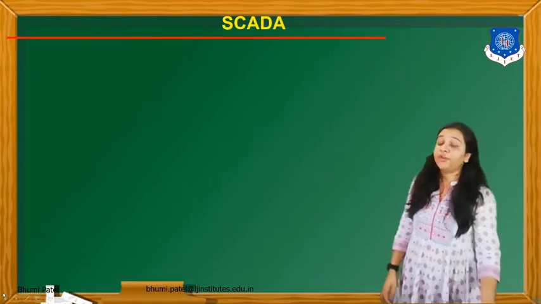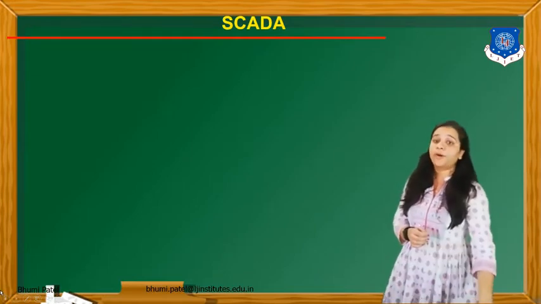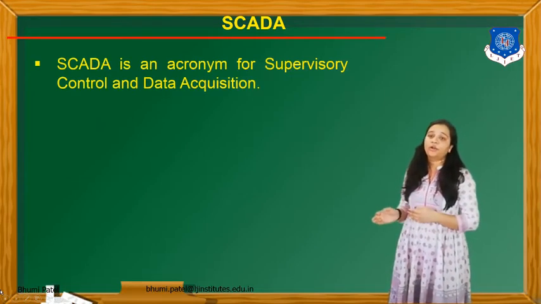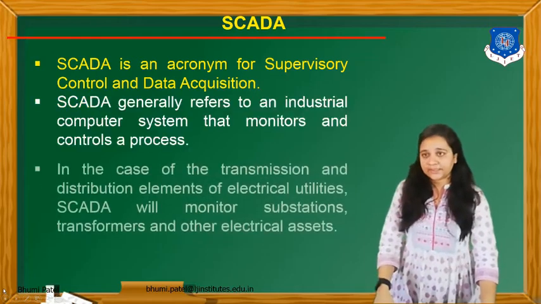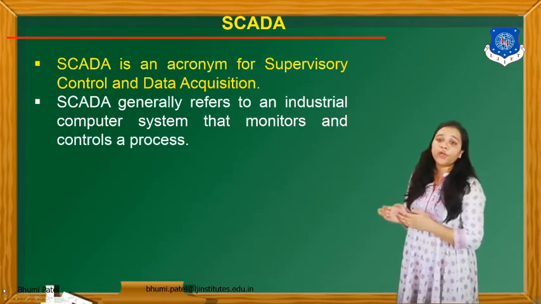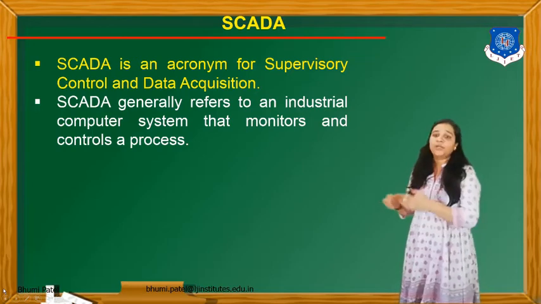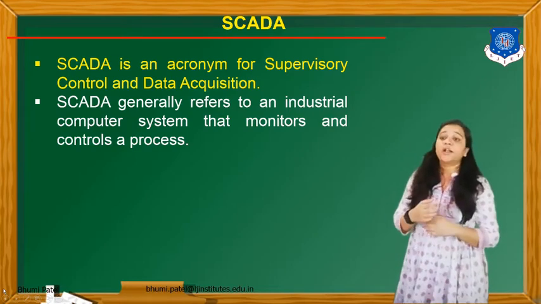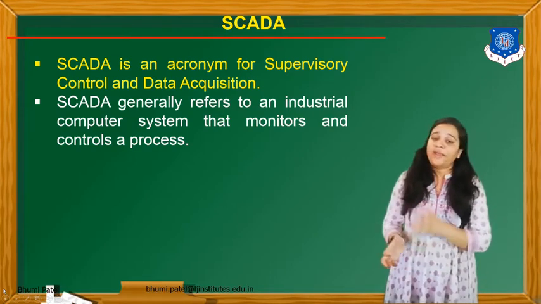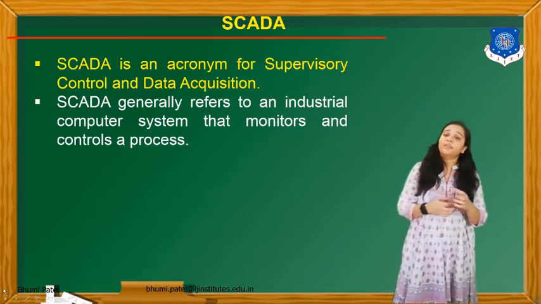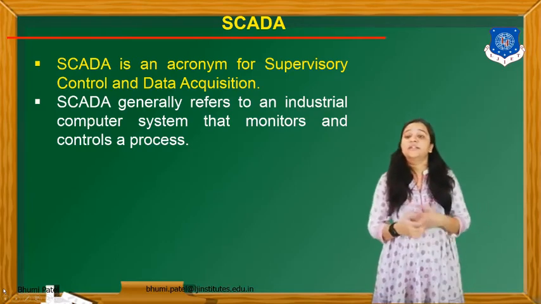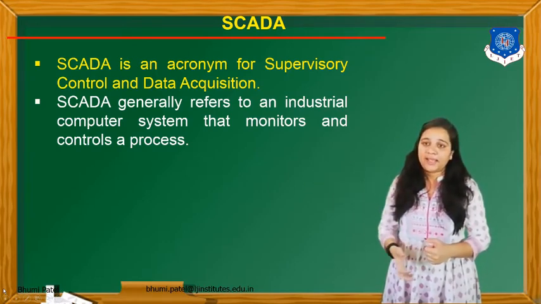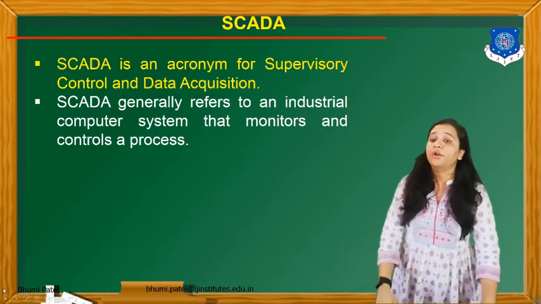So first of all, we know what the full form of SCADA is. SCADA stands for Supervisory Control and Data Acquisition. SCADA generally refers to an industrial computer system that monitors and controls a process. After the PLC programming is done, whenever we load the program with the hardware, the SCADA function is introduced. It monitors the data, whatever the output data is, and then SCADA will control a process.